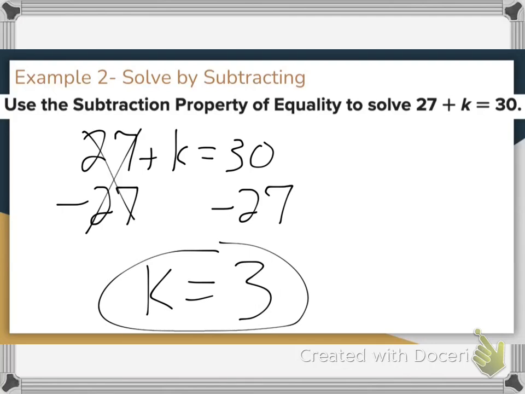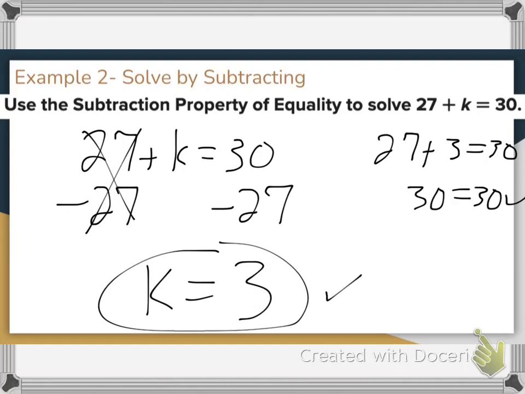Okay. Do you guys know how I could check my answer to make sure it's okay? Anyone know how I could check my answer to make sure that it's correct? I can plug it into my original problem. I can replace k with 3 because that's what I'm saying k equals. Right? What's 27 plus 3? 30. Does 30 equal 30? Yeah. I know my answer.